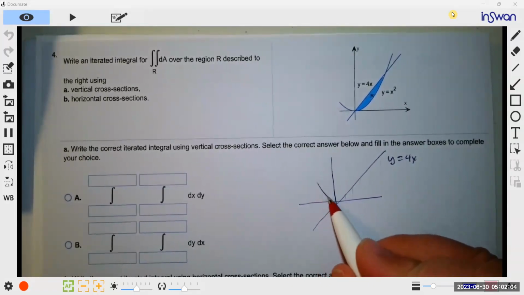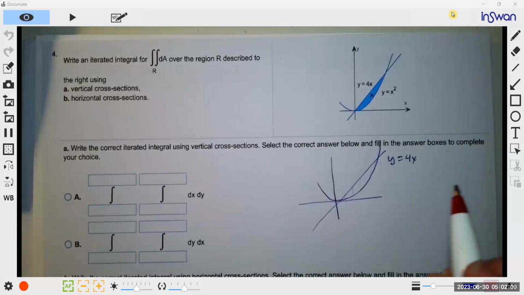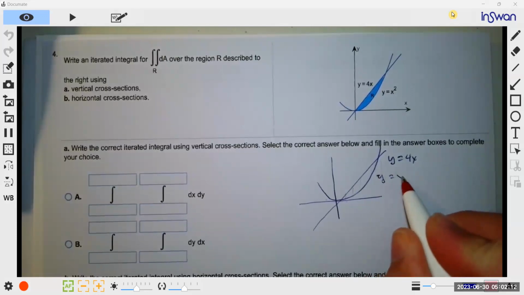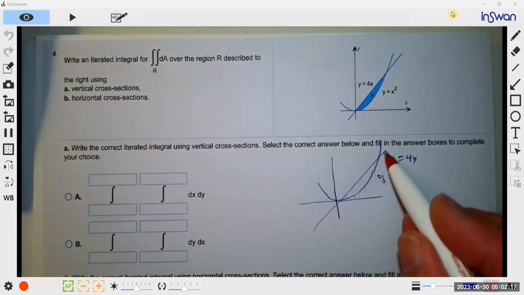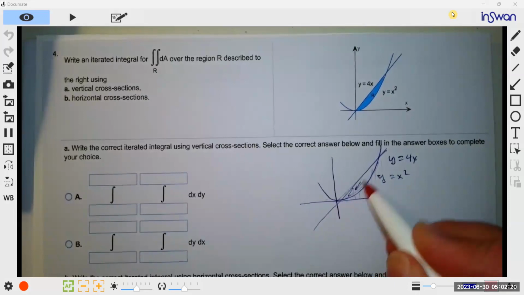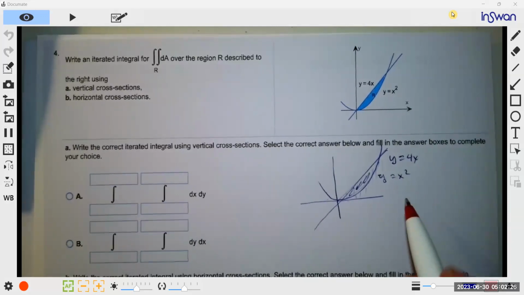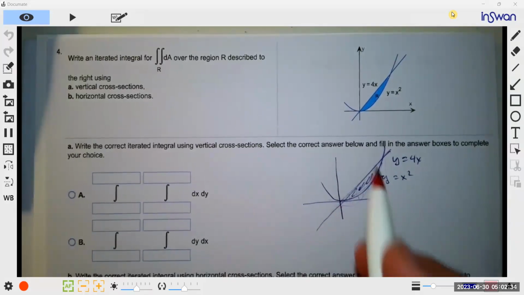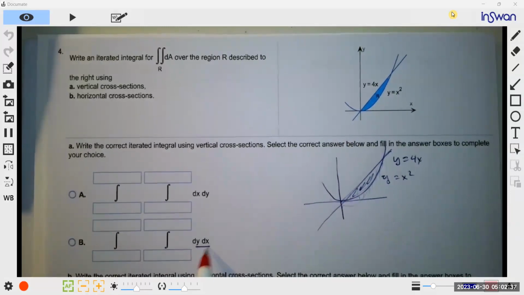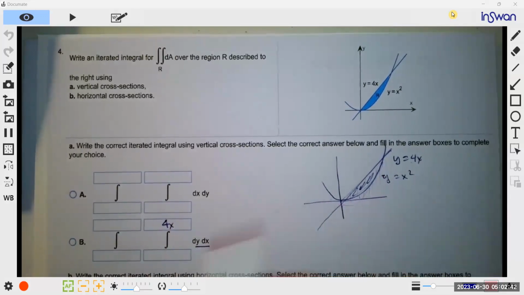If we take this, how do they define this one? As x squared. And the integration of this one gives you this area. If we take this one minus this one, we're left with the region we're interested in. So we have to take the higher one minus the lower one. And we're doing dy dx since we're doing vertically. So this one's b. The higher one is 4x. The lower one is x squared.